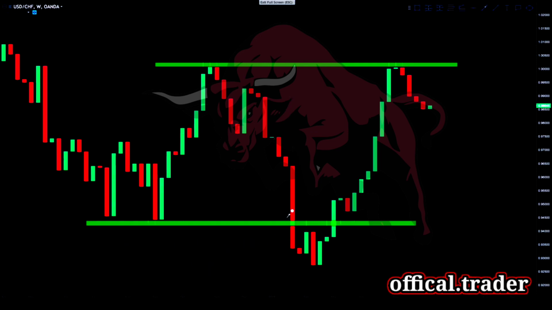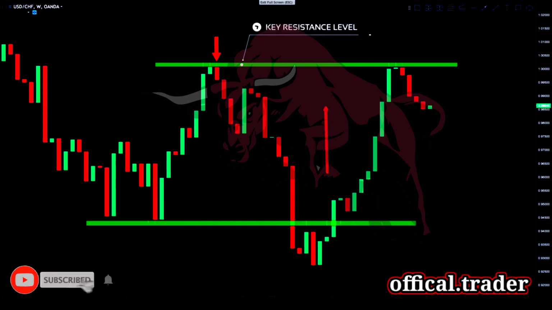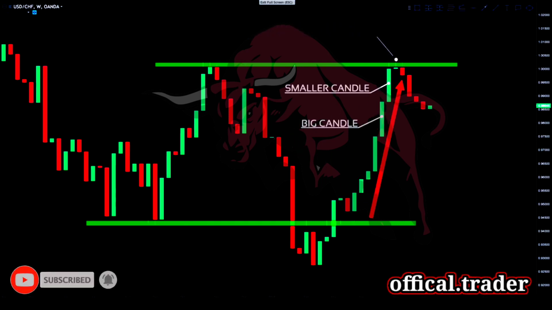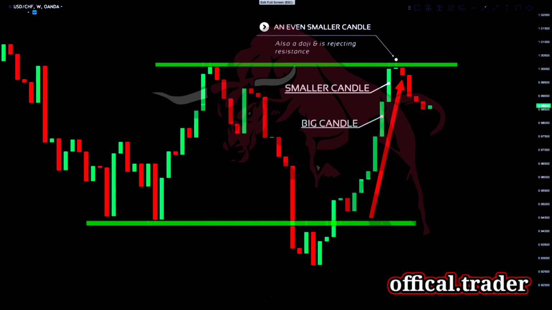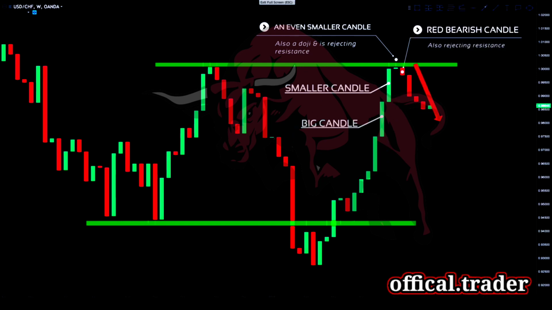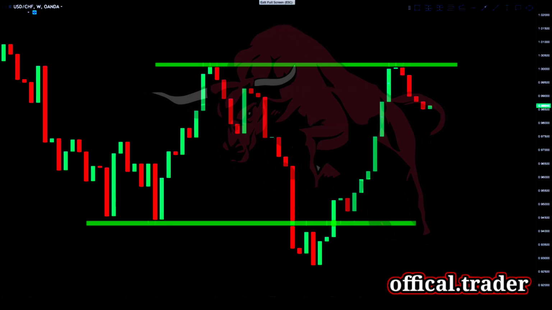In contrast, look at what happens at the top. We have a level of resistance here to the left, and as price approaches this level again, we have a big candle, a smaller candle, an even smaller candle that is also a doji and also rejecting resistance, and then finally a red bearish candle that is also rejecting resistance, which then caused a reversal. And then we entered a trade through the intraday time frame.